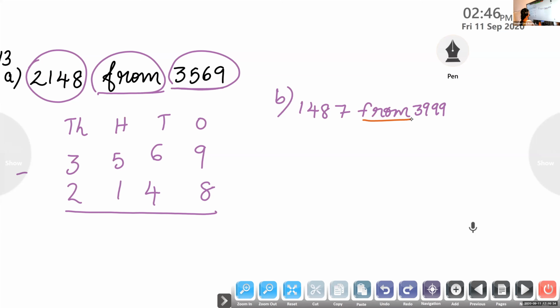Vedika, please unmute. Ma'am, for the second question, which number do we have to write first for subtracting? 3,999. 3,999 minus 1,487. All of you do fast.